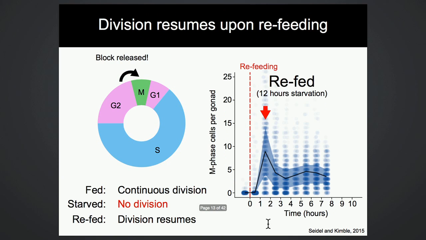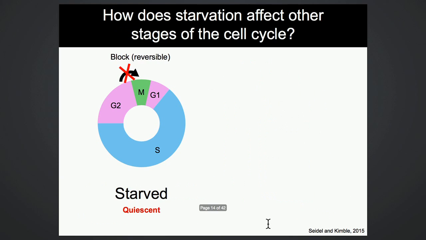Whoops. So we interpret this data to indicate that refeeding causes these cells to resume division. So what I've shown you is that starvation blocks cell division in the germline stem cells and causes them to enter a quiescent state. As a first step to understanding the regulation of this quiescence, I wanted to ask what's happening to progression through other stages of the cell cycle.